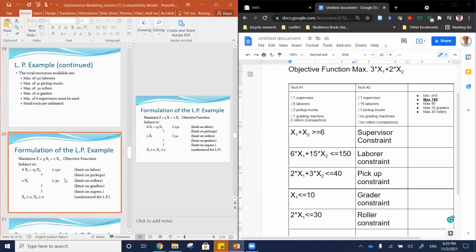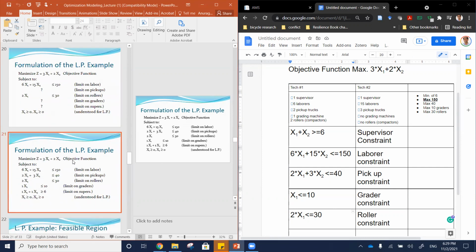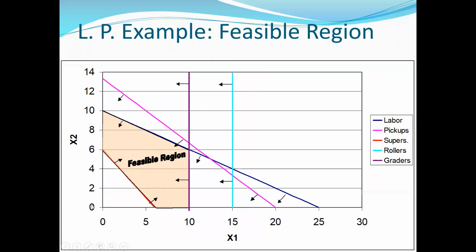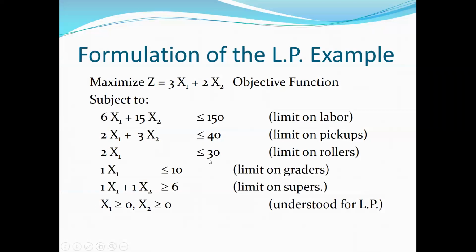Now the question is, if I try to write these constraints out, and I have them written out in my slides. Okay, 6x1 plus 15x2 less than or equal to 150, and the pickups and the graders and all that. The order is sort of flipped here, but don't worry about it. And then for all linear programming problems, we assume that x1 and x2 will both be greater than or equal to 0. So we're only talking about positive values of x1 and x2. Okay, that's always the case.